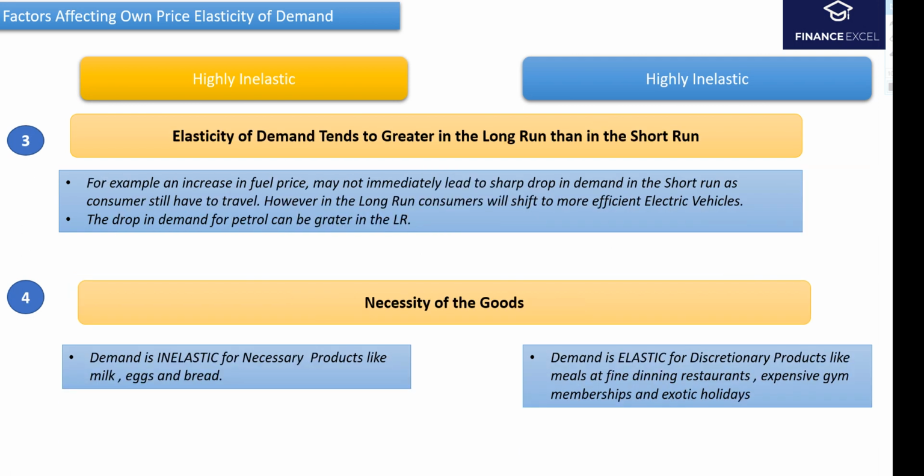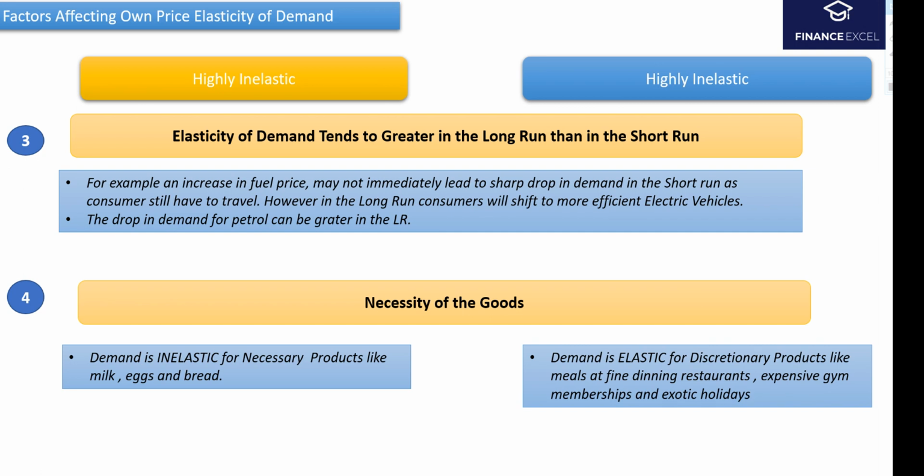Now moving to the next slide. Elasticity of demand tends to be greater in the long run than in the short run. Let's say prices of energy or prices of fuel increase. You are not going to change your consumption of fuel in the short run, because you still have to travel, you still have to take your trips, you still have to go to office, you still have to drop children to school, maybe. But in the long run, what would you do? In the long run, you would shift to EVs, to electric vehicles. And once you shift to electric vehicles, the demand for petrol, diesel, or demand for energy would decrease drastically. So elasticity of demand tends to be greater in the long run, and not in the short run, because in the short run you still have to make your trips.